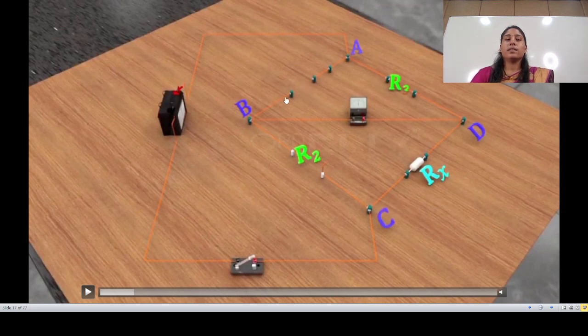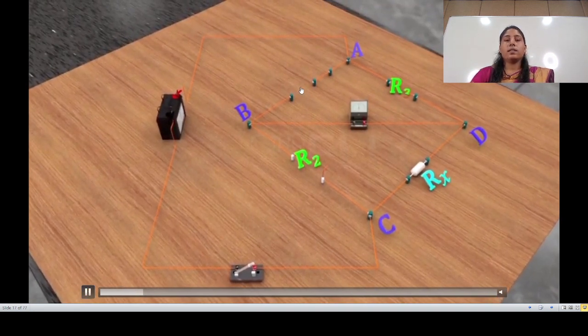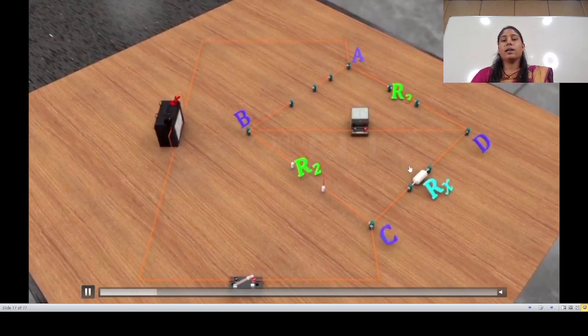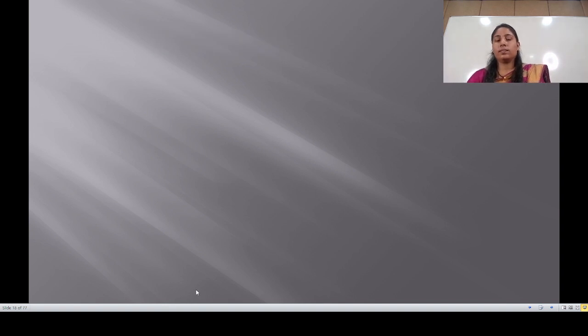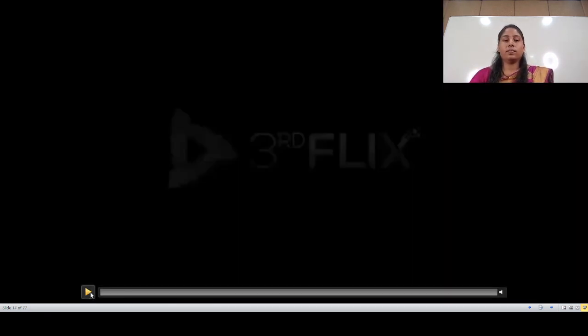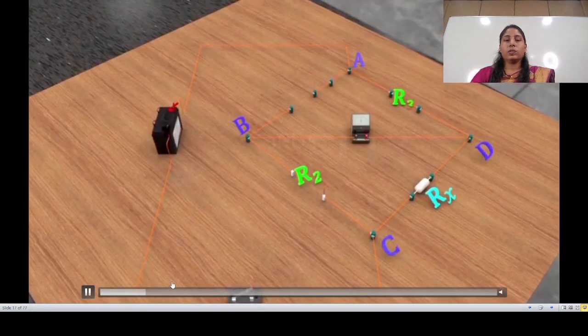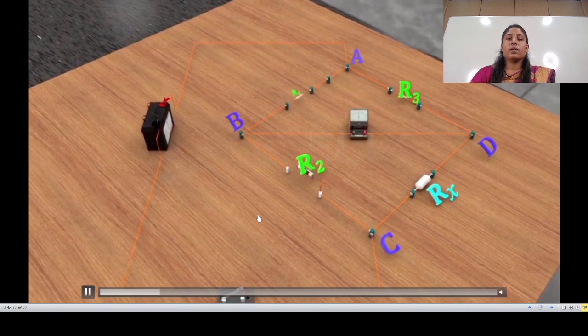Here we have R1, R2, R3 and Rx. Here R1 resistor is connected, here R2 is connected, R3 and Rx. 4 resistors are connected. So, with the help of balancing condition, we can calculate the Wheatstone bridge.